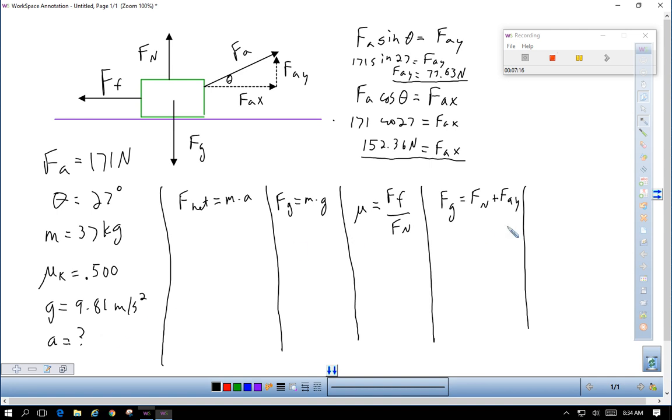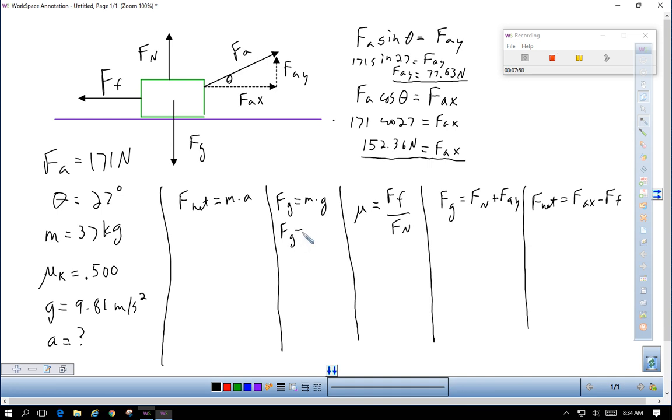And in the x dimension, I've got Fax and Ff, but they are not equal because the object is accelerating. And so what I'll have is Fnet equals the large one minus the small one, so Fax minus Ff. Okay, and so here I've got a good plan. I'm ready to start punching in some numbers and see what we can come up with.